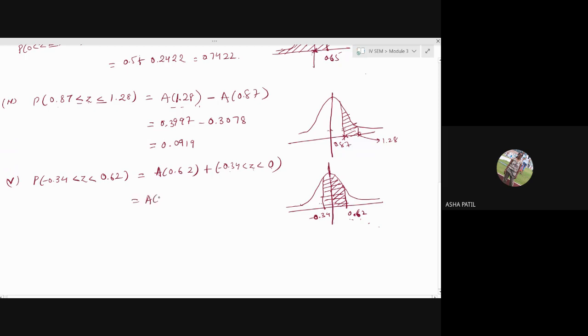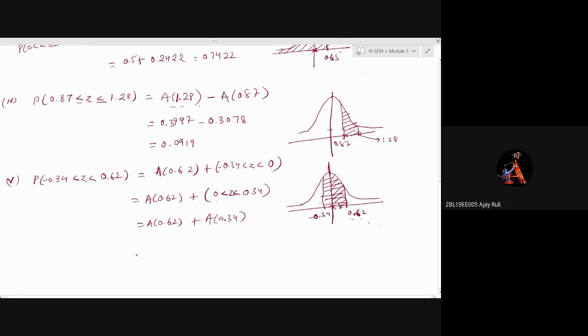Now instead of that, we can even write it as 0 less than z less than 0.34. Instead of taking minus 0.34 to 0, you can take 0 to 0.34. Area will be same. Since it is symmetrical, whatever area is on the left side, the same area will be there on the right. And that is given by just A of 0.34. Add the two values and we'll get the answer.